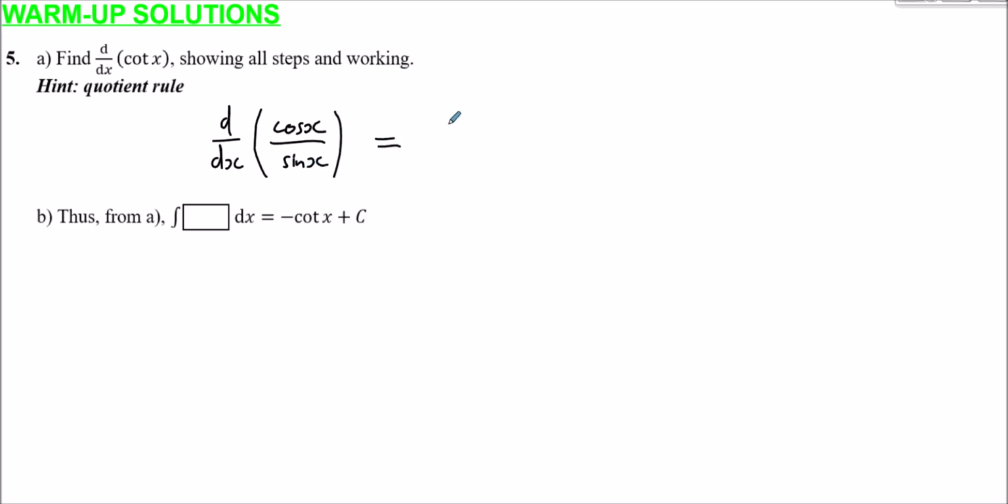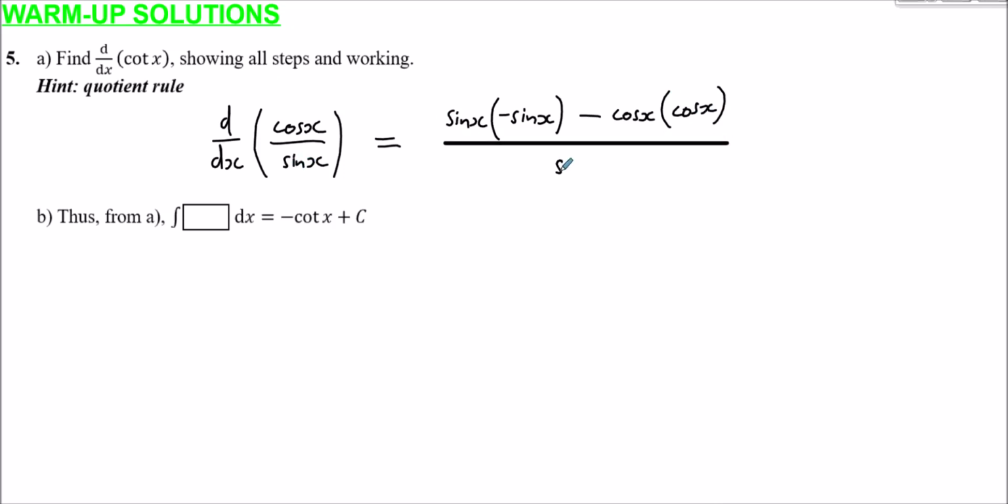So we start by taking the denominator, sine x, multiplying by the derivative of the numerator. Cos differentiates to negative sine, so I get minus sine x there. Then I'm going to minus the numerator, which is cos x, multiplied by the derivative of the denominator. Sine differentiates to positive cos. And all of that, of course, is going to be all over the denominator squared, which is therefore sine x squared, better known as sine squared x.